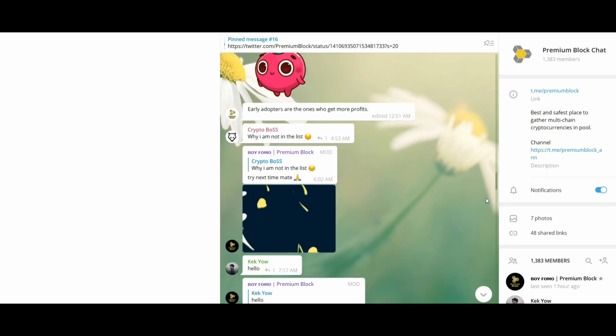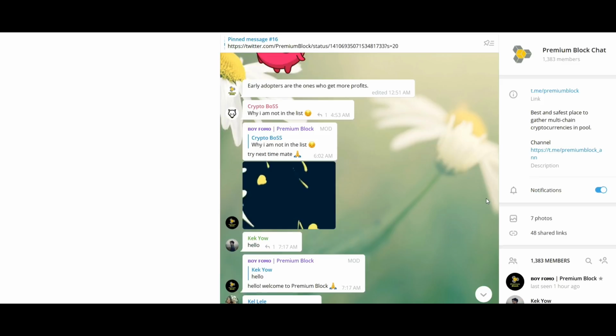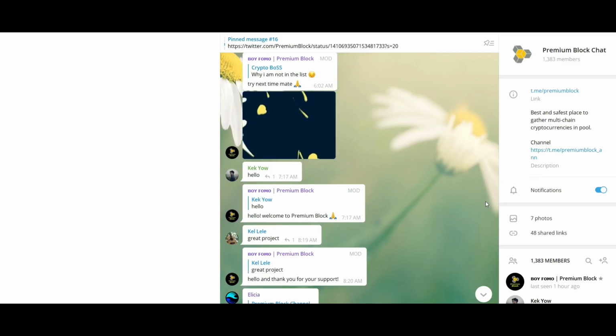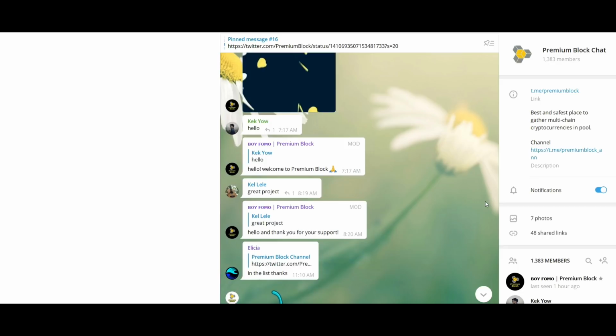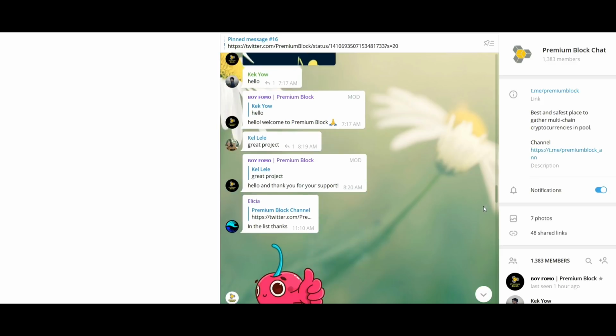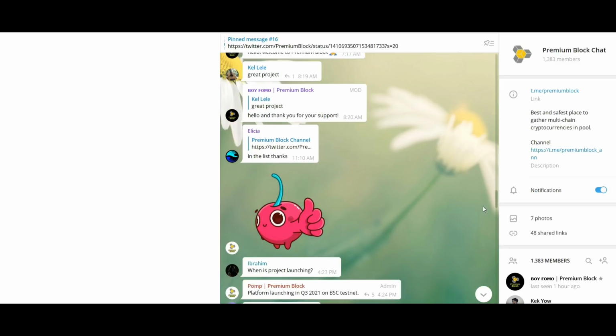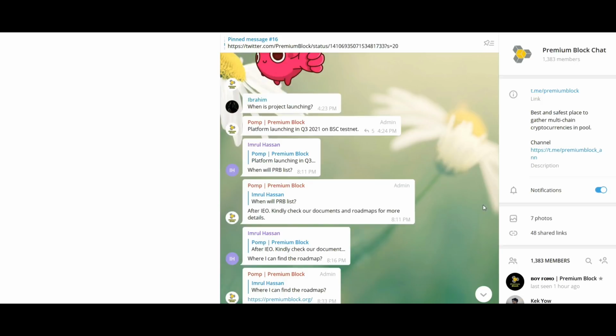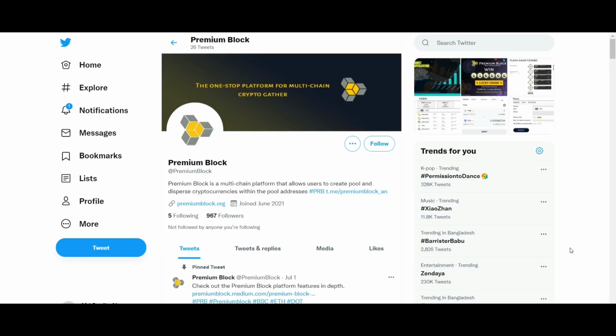As a result of the numerous advancements in the crypto market, various platforms have developed to be able to deliver creative and current crypto services, such as Premium Block. Premium Block is a multi-chain platform that allows users to build a pool and distribute Bitcoins inside the pool addresses. Premium Block offers users a platform that allows multiple people to gather cryptocurrencies into one pool that is secured by KYC and blockchain. And this platform will be the safest place where users can gather crypto, earn yield, and participate in token governance.